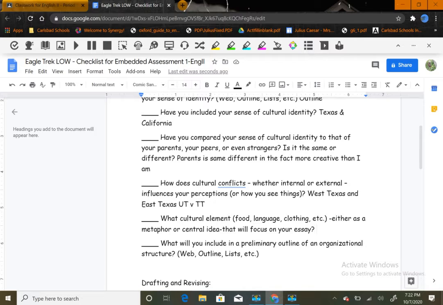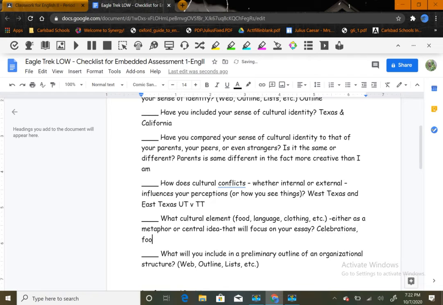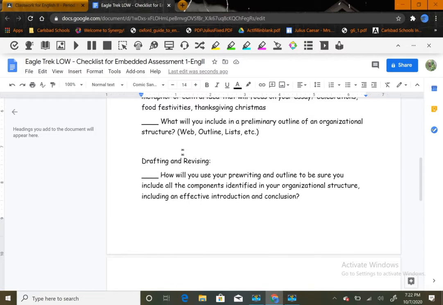What cultural element, either as a metaphor or central idea, will you focus on in your essay? So I'm going to focus on our celebrations, which includes food and festivities. So like Thanksgivings, and Christmases, and things like that. What will you include in your preliminary outline of organizational structure? Again, I'm giving you how are you going to put this together in a web, a mind map, outline, list. So again, this is going to be in an outline format, with an introduction and conclusion.